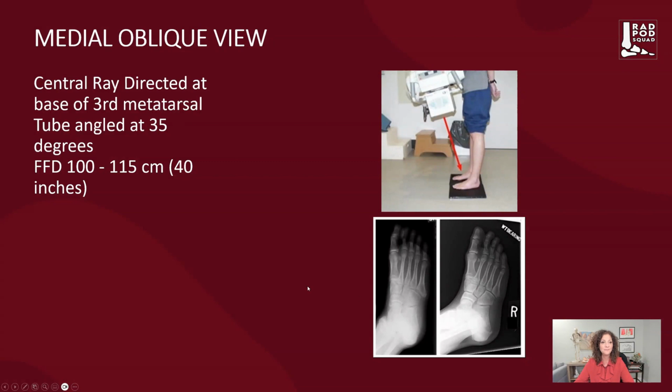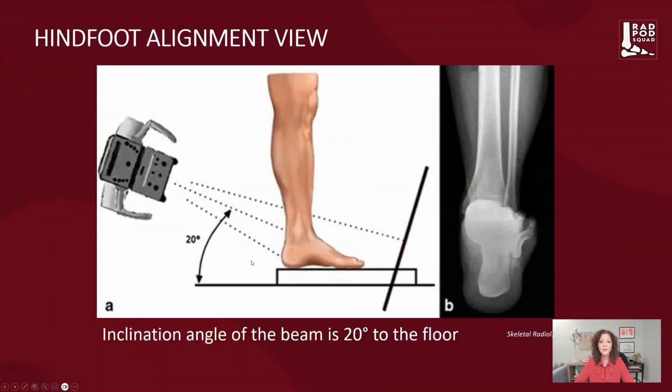The hindfoot alignment view is a very useful view to understand whether or not we have hindfoot varus or valgus. By obtaining this view in a 20-degree declination, we can see the calcaneus, comparing that to the tibial angle and the inclination as such, very useful to determine alignment.